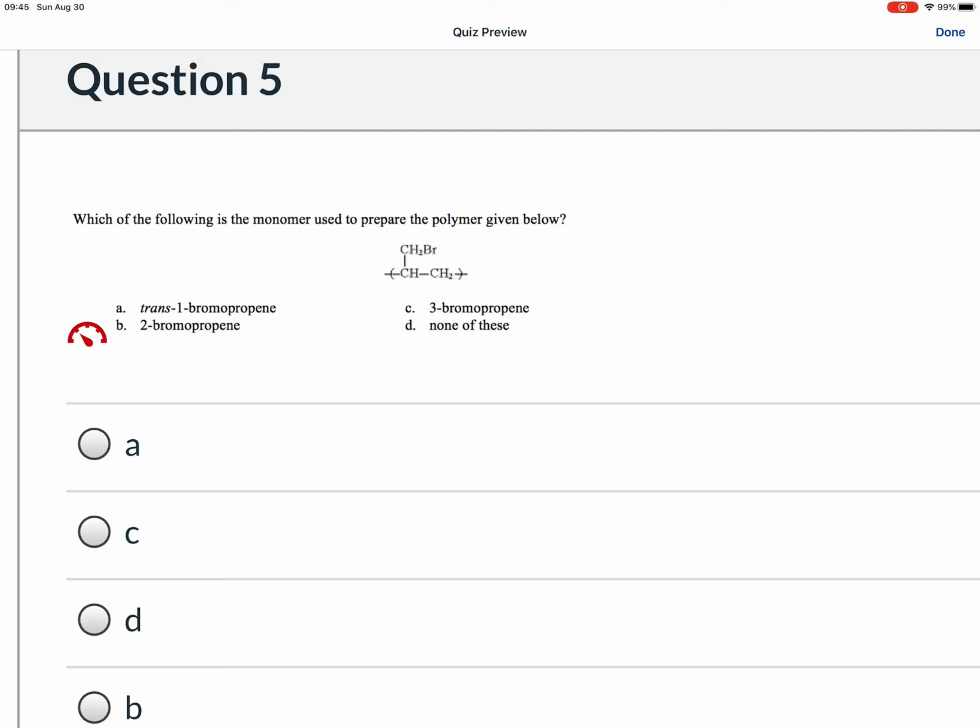Trans-1-bromopropene. So here they had the bromo and the double bond on the same carbon because it's got number 1 in front of the bromo. We know that's not the case either. So 3-bromopropene is the best answer there because it matches what we drew.